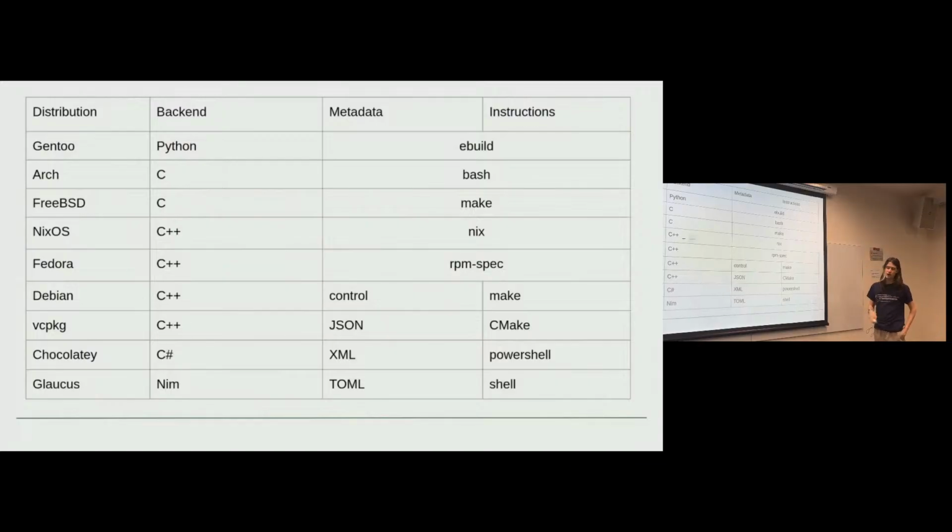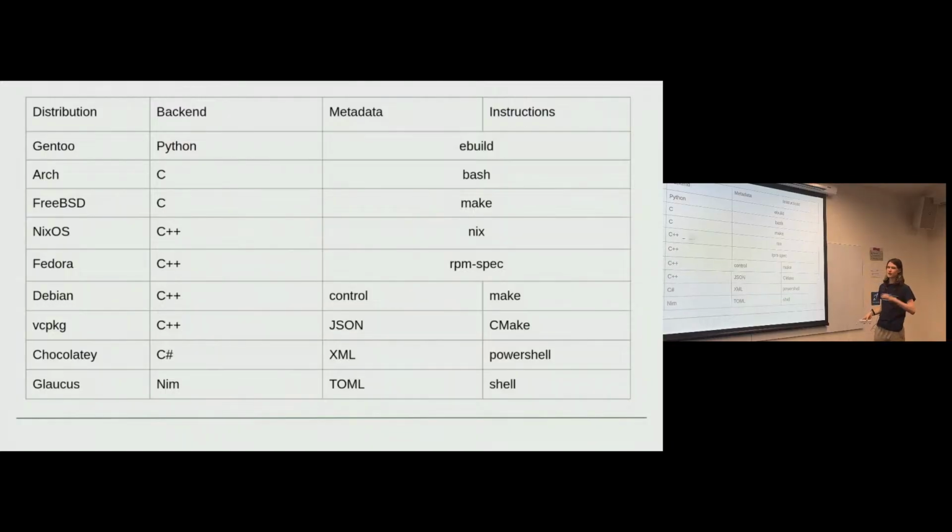Gentoo, the backend is Python. Metadata and instructions are in the custom ebuild file format. Arch, backend is C. Metadata and instructions are in Bash. FreeBSD, backend is C. Metadata and instructions are in Makefiles. NixOS, backend is C++. Metadata and instructions are in Nix. Fedora, backend is C++. Metadata and instructions, custom RPM spec.